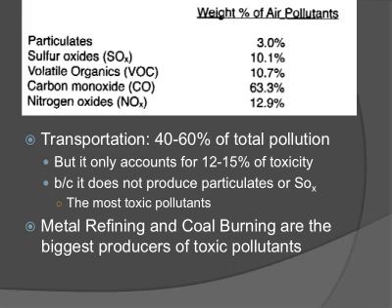Cars, right? Transportation. Okay, transportation accounts for 40 to 60% of our total pollution, but it only accounts for 12 to 15% of the toxic pollution. The reason it produces a lot of pollution but not the toxic pollution is because it doesn't usually produce our sulfur oxides, which are our most toxic pollutants. Okay, metal refining and coal burning, these are our most toxic. They don't produce the highest percentage, but they produce the most toxic pollutants.